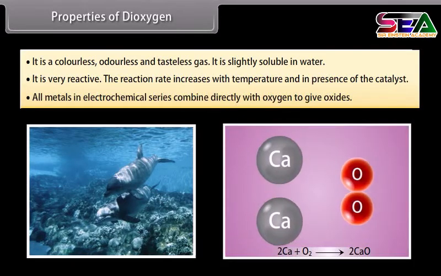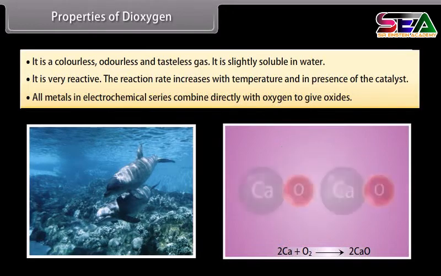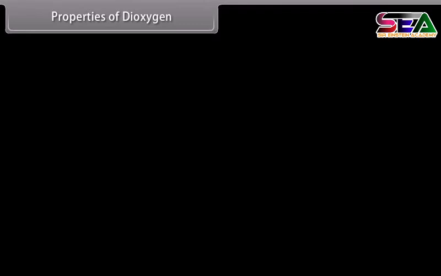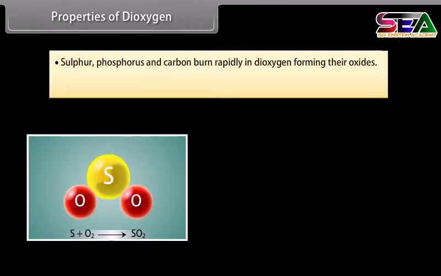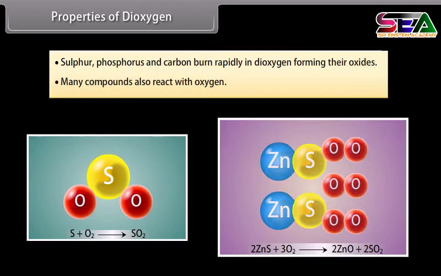All metals in the electrochemical series combine directly with oxygen to give oxides. Sulphur, phosphorus and carbon burn rapidly in dioxygen, forming their oxides. Many compounds also react with oxygen.